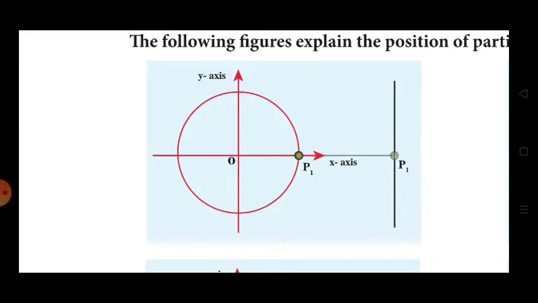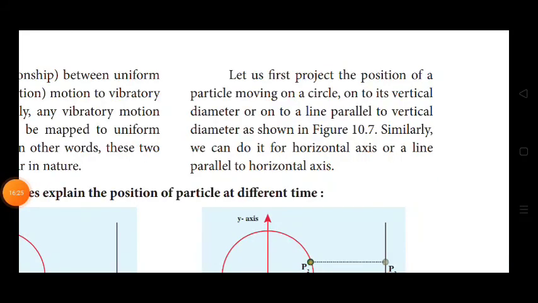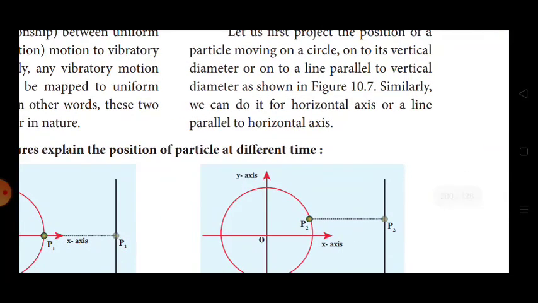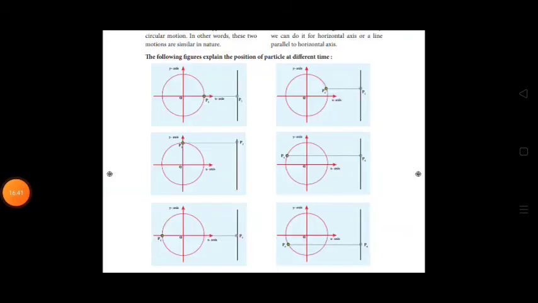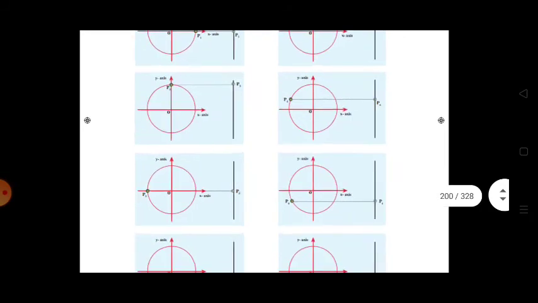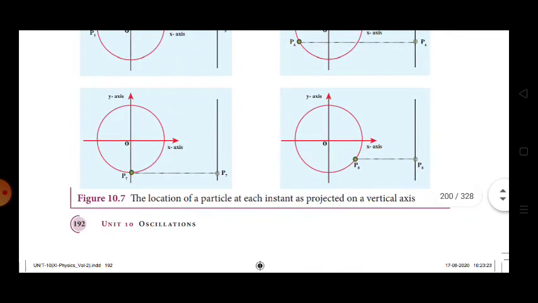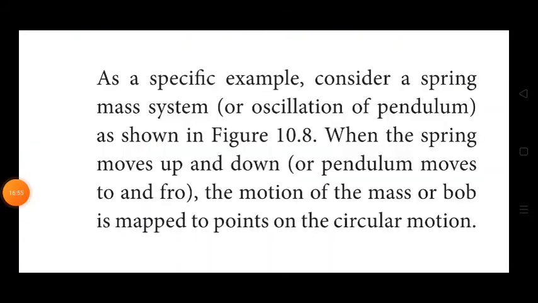Let us first project the position of a particle moving on a circle onto its vertical diameter, or onto a line parallel to the vertical diameter. Similarly, we can do it for the horizontal axis, or a line parallel to the horizontal axis. These are the steps of a body moving in a circular orbit exhibiting simple harmonic motion, that means linear motion. As a specific example, consider a spring mass system.